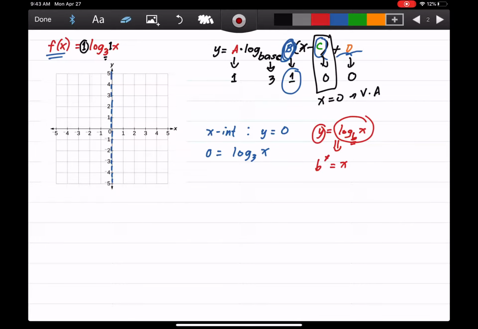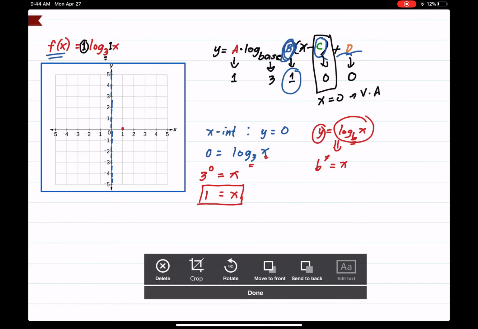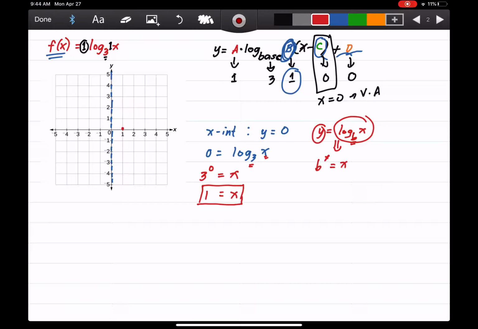So your base is 3, the exponent is 0, and that should be equal to x. So what is 3 to the 0? It's equal to 1. All right, so we have an x-intercept at 1. It's going to be here. Okay, so the graph would probably look like this.